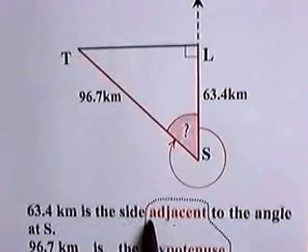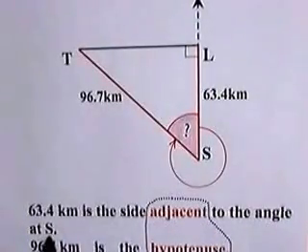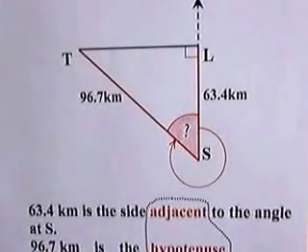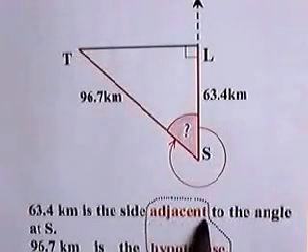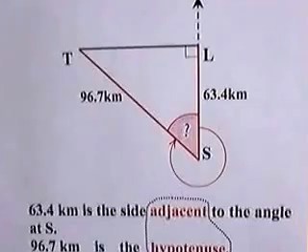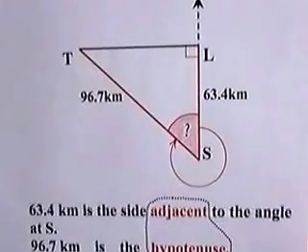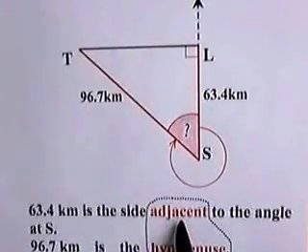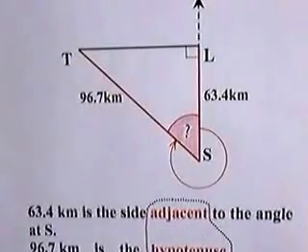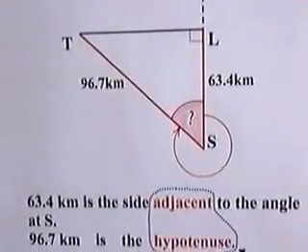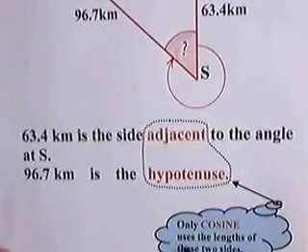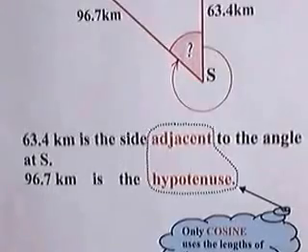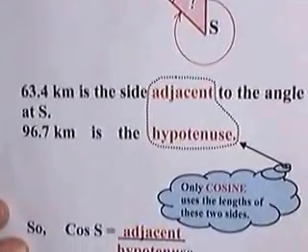Okay, the 63.4 kilometers is the side adjacent to the angle at S, and the 96.7 kilometers is the length of the hypotenuse. Well, now you've got adjacent and hypotenuse. We know the length of the adjacent side to the angle, we know the length of the hypotenuse. Which trigonometric ratio uses only adjacent and hypotenuse? Which one is it? Correct. It's the cosine. There we have it. So, only cosine uses the lengths of these two sides.